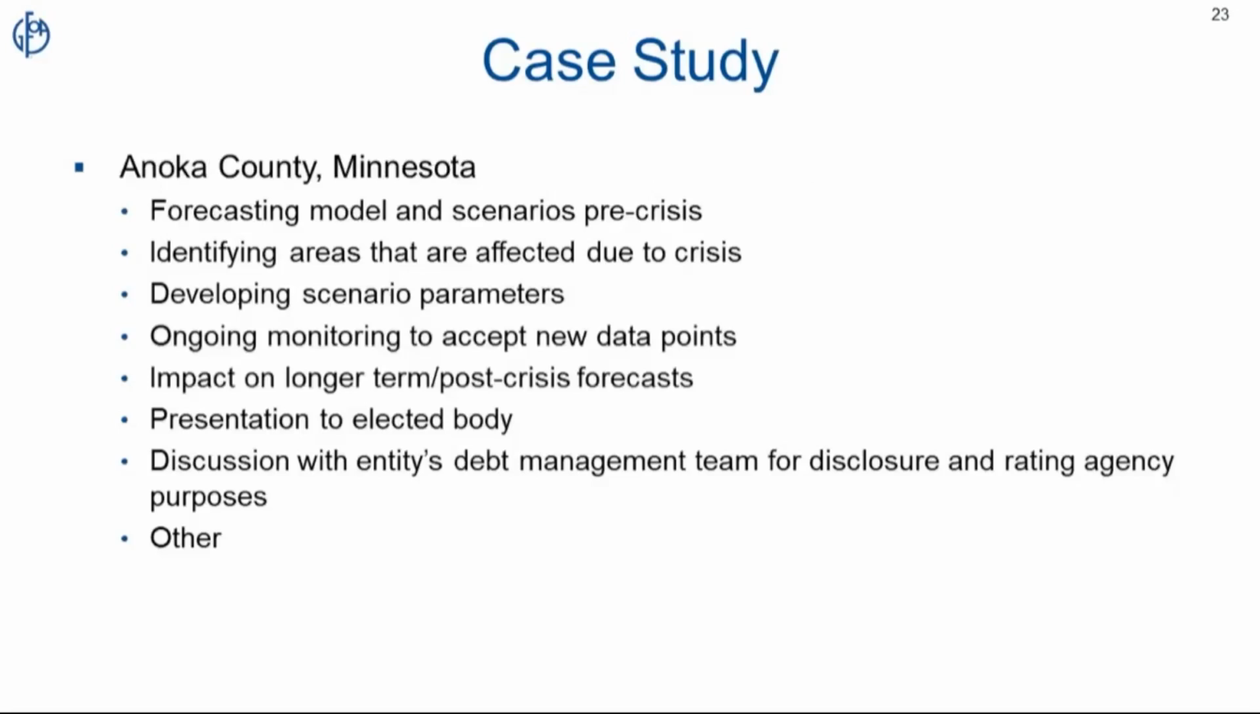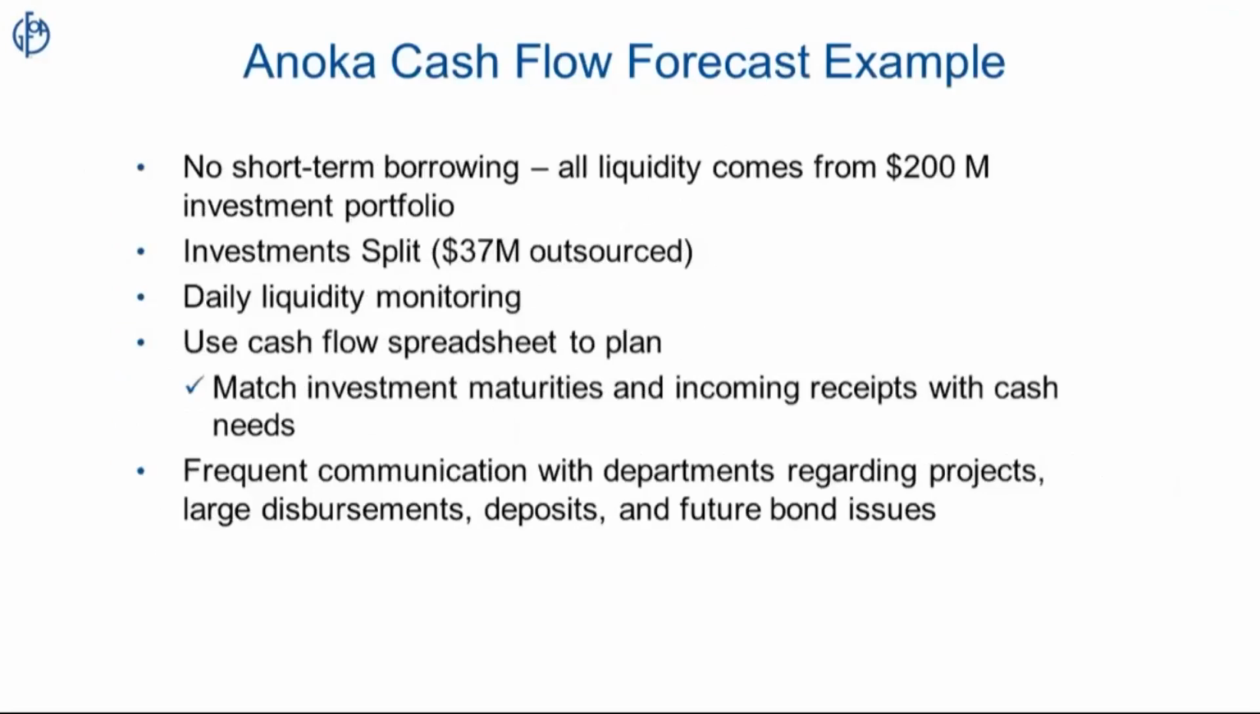Yeah, thanks, Stefan. So Anoka County, I'll be quick about this, but we have a whole model forecast cash flow that we've been using, and go to the next slide, Susan. What we do is we've got about $200 million, but $37 million of it's outsourced. We've worked with our investment advisor to help us get liquidity options available in case we run into a problem.